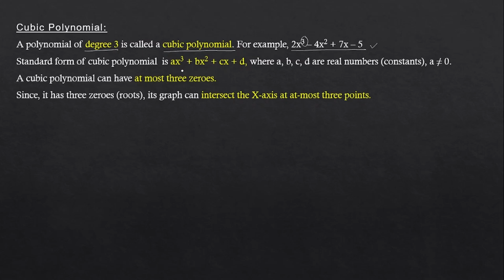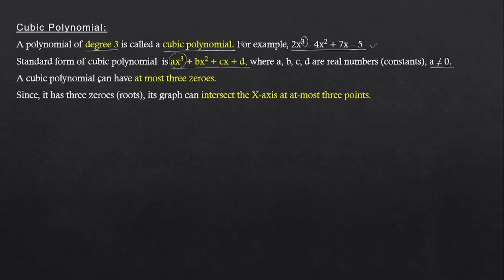Standard form of cubic polynomial is ax cube plus bx square plus cx plus d. Here x is our variable, a, b, c and d are real numbers, and also condition a must not be equal to 0. Why? Same reason. If a is 0, this entire term becomes 0. We are not having any degree 3 term, and therefore it is no longer a cubic polynomial.